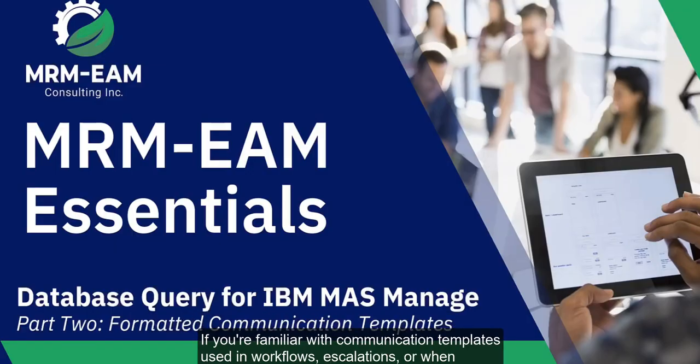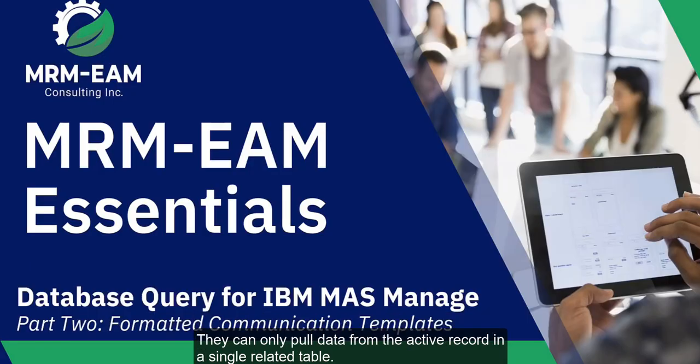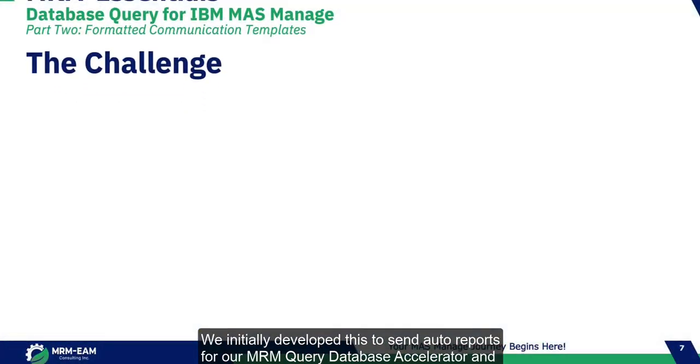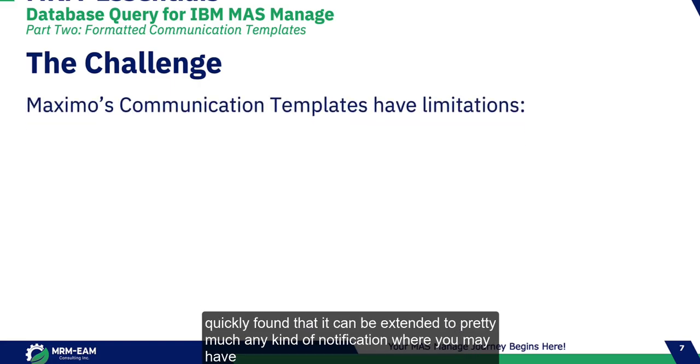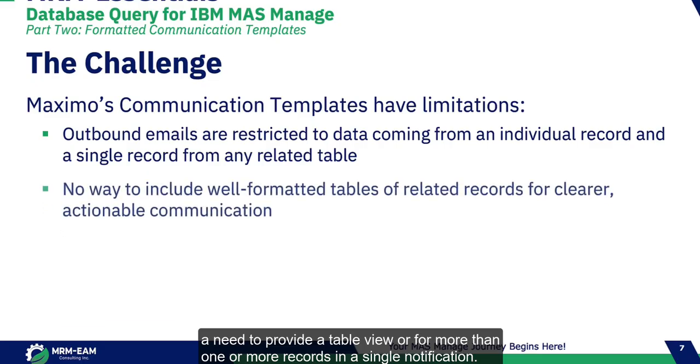If you're familiar with communication templates used in workflows, escalations, or when sending emails directly from a record, like a work order, you know that those outbound messages are limited. They can only pull data from the active record in a single related table. We initially developed this to send audit reports for our MRM Query Database Accelerator, and quickly found that it can be extended to pretty much any kind of notification where you may have a need to provide a table view for one or more records in a single notification.